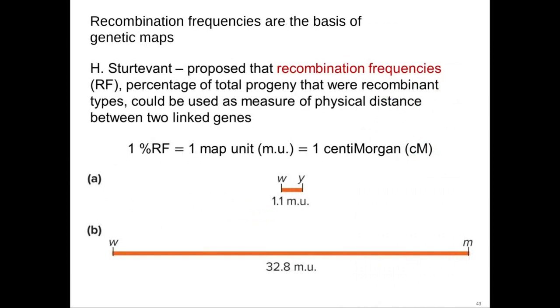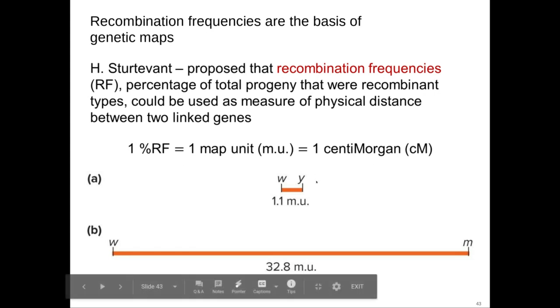So we can use this idea of how often recombination occurs to derive what we would call a genetic map. Now, this was produced by Sturtevant. He proposed that recombination frequencies, or RF, simply called, these percentages of the total progeny that were recombinant, could be used as a measure of physical distance between two linked genes. Now, one RF percentage is equal to 1 map unit, which is also equal to 1 centimorgan, which is just a genetic distance.